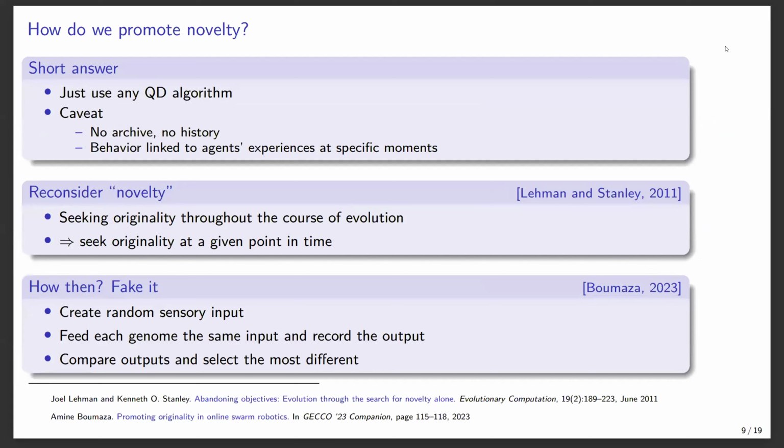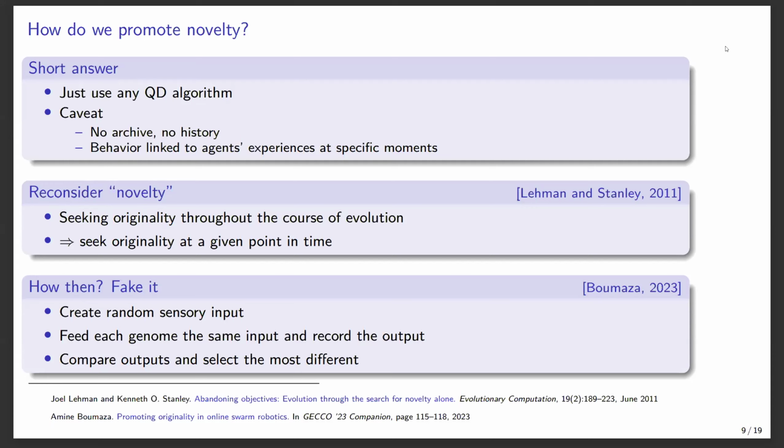First, just a quick note on promoting novelty. How do we do that in our setting, which is distributed and online? The quick answer would be to take any diversity algorithm, any QD algorithm, and use it. The caveat is that we can't really do that because we don't have any archive. The population is distributed, the algorithm is distributed. We can't store anything. We didn't store history, and so we can't use an archive.